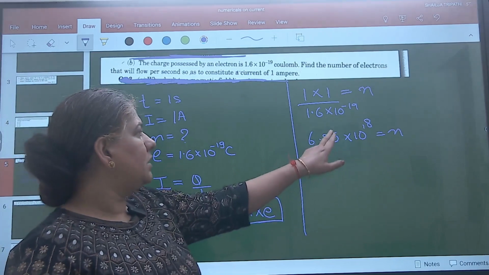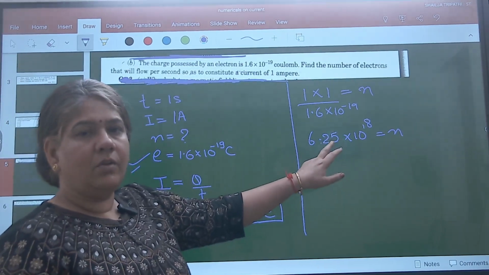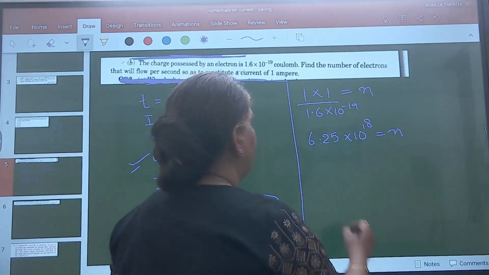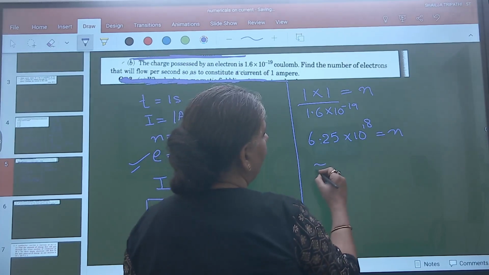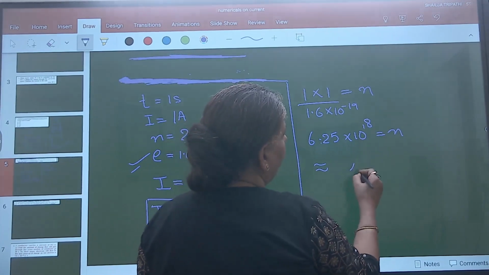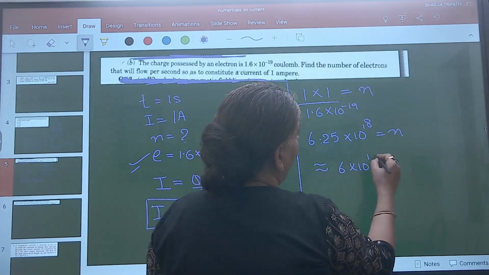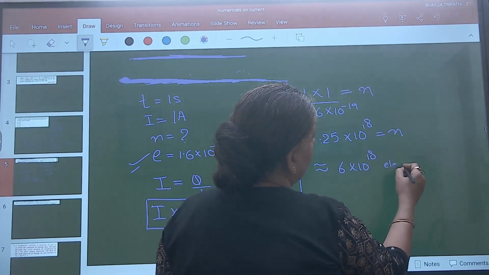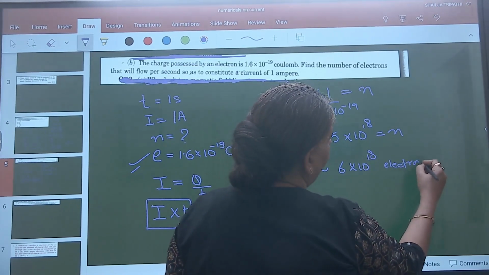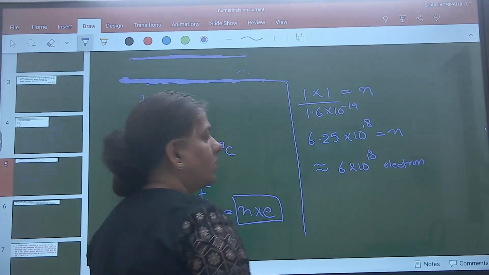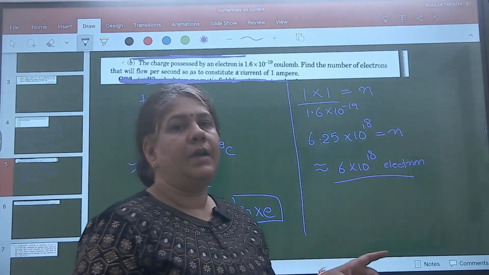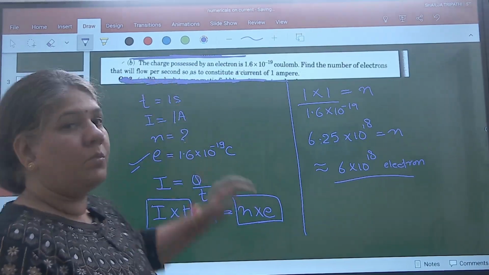But electrons are never in fraction or in decimal. So this is equivalent to 6 into 10 raised to the power 18 electrons. That is, these many electrons will constitute 1 ampere current flowing for 1 second.